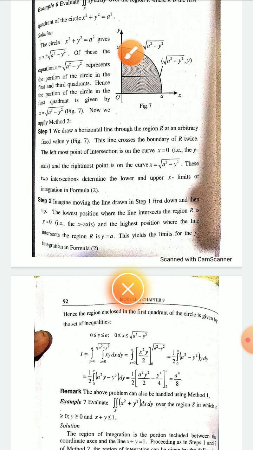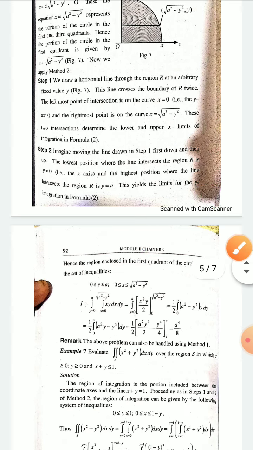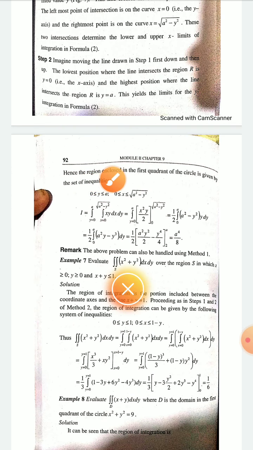This curve is a circle and it is a curved shape. So the highest point this line meets is here, the point y is equal to a. So this yields the limits for the y integration, y is equal to 0 to a. Then look at the integration process. Hence, the region enclosed in the first quadrant of the circle is given by the set of inequalities 0 less than or equal to y less than or equal to a and 0 less than or equal to x less than or equal to root of a square minus y square. So we are integrating.